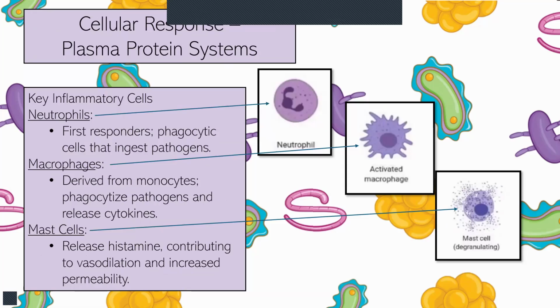Key inflammatory cells within the inflammatory response are neutrophils. These are the first responders. These are phagocytic cells that ingest pathogens. And then there are macrophages, which are derived from monocytes, and they phagocytose pathogens and release cytokines. And then mast cells release histamine, which contributes to vasodilation and increased permeability.